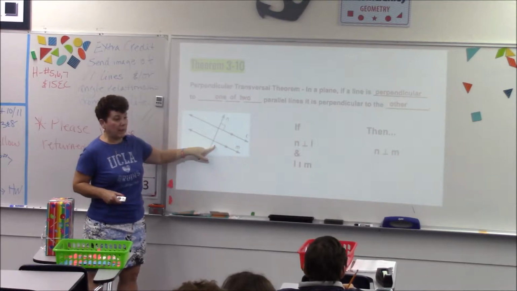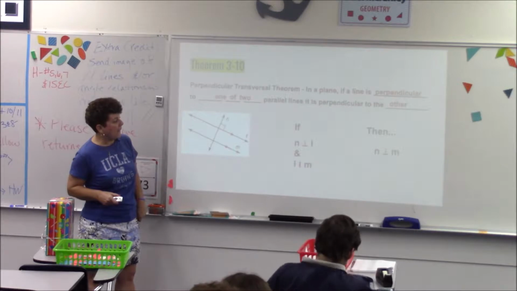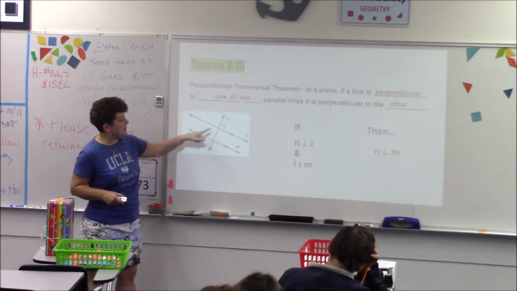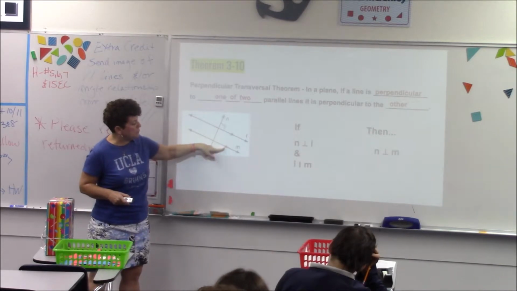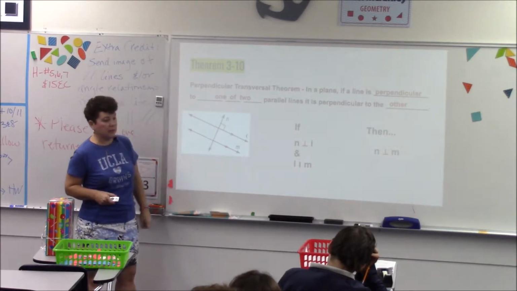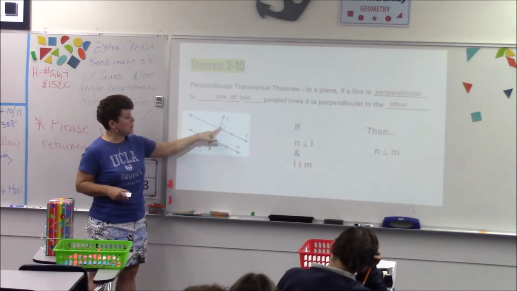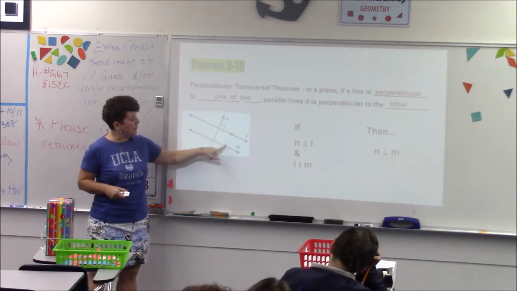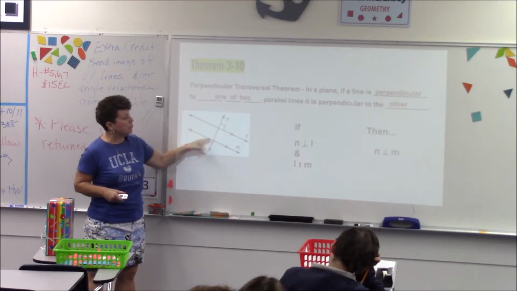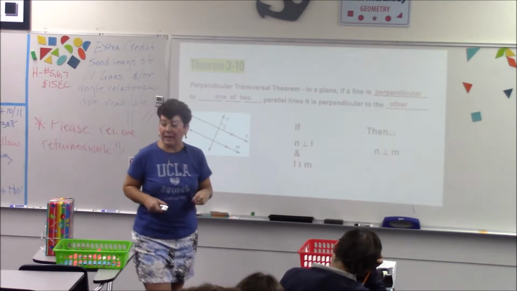So we could add the right angle here. If this is true and this is true, parallel lines, then we must have a right angle here also. Now, we know that because of corresponding angles also. Parallel lines cut by a transversal, corresponding angles are congruent. All right, that's the end of 3-4.